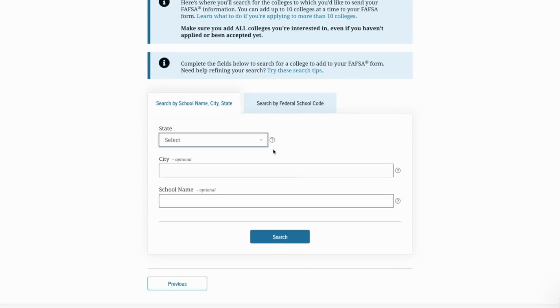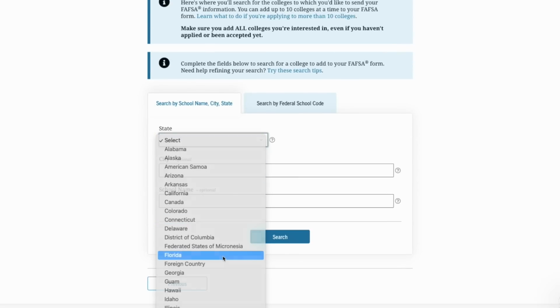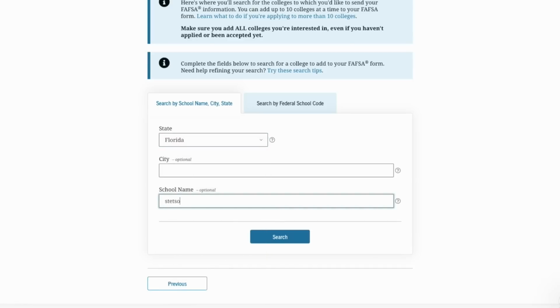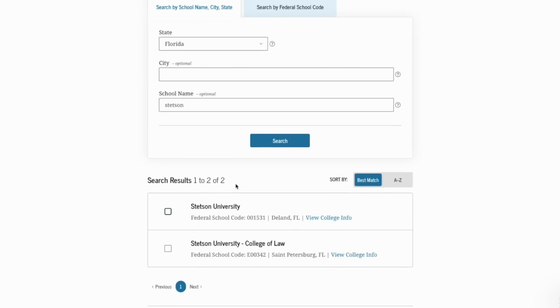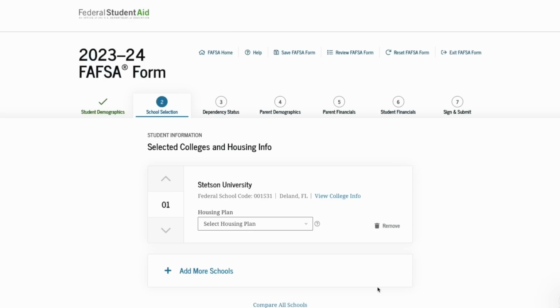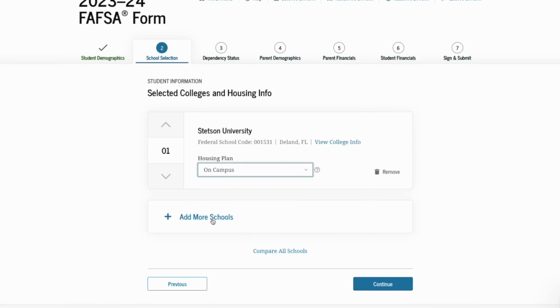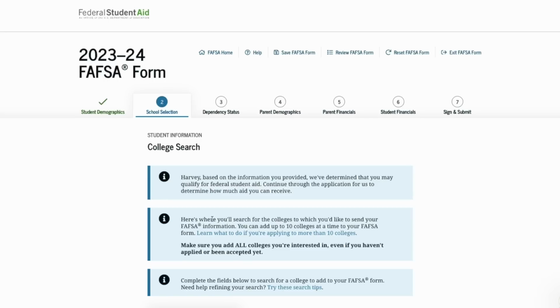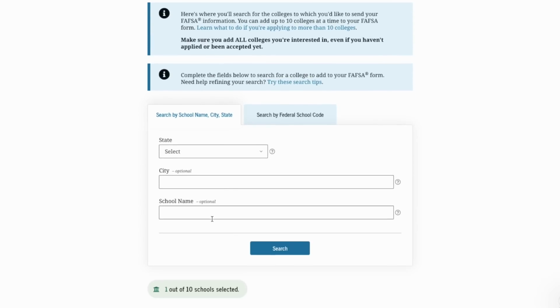You're going to search for colleges using a database where you're required to select the college's state, and then you can search by school name. You're going to choose the college for which you're applying for financial aid and hit continue. It's going to ask you what housing plan you have while you're in college your first year. I suggest most students choose on campus in order to get the full financial aid package, which would include on-campus housing. Now, if you need to add more schools, you're going to do that at this point before hitting continue, by hitting the add more schools button, and you could select additional schools.